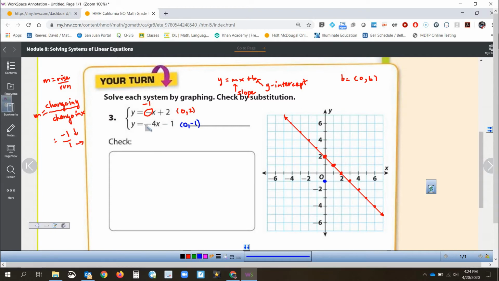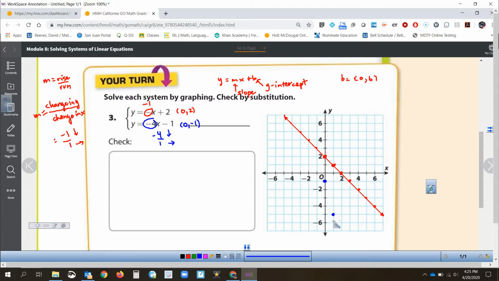The second equation actually has a number right here, and that number is negative 4. But again, if I want to do the change in y over the change in x, it's a whole number, so I'm going to put it over 1. That means I'm going to go down 4, and I'm going to go right 1. So starting at the y-intercept, because that was the point they gave me, I'm going to go down 1, 2, 3, 4, and over 1.